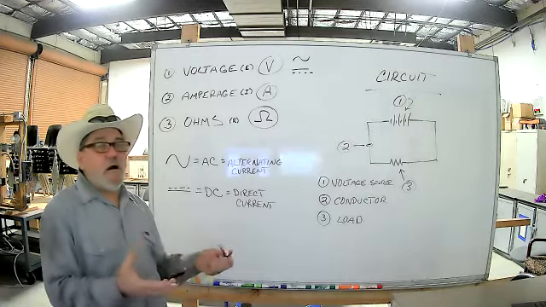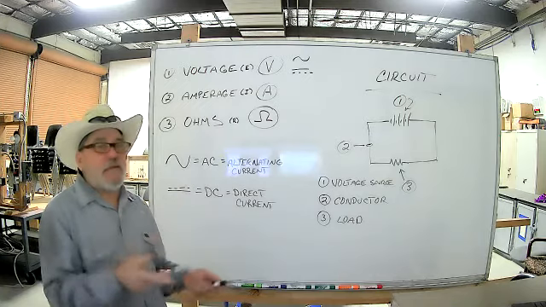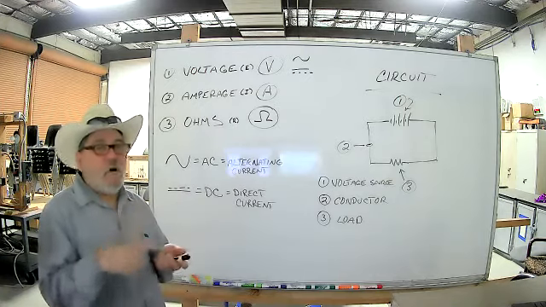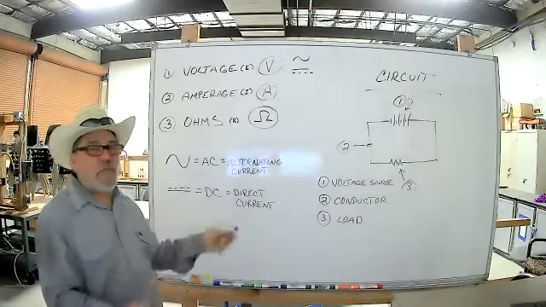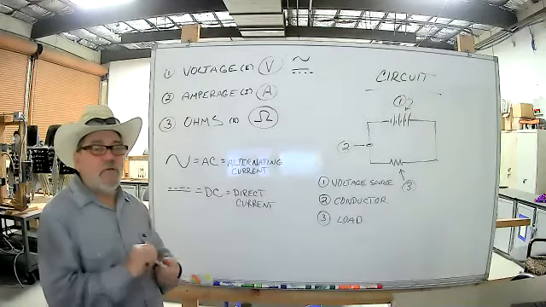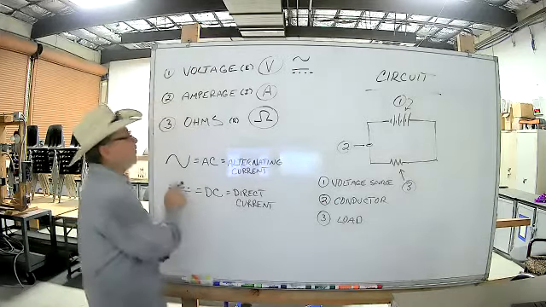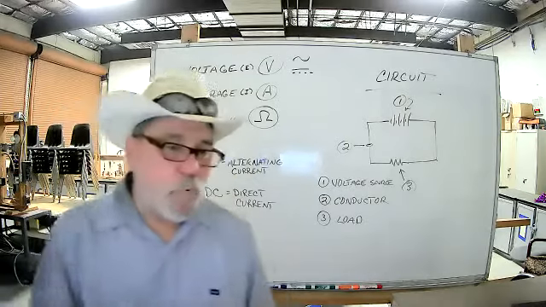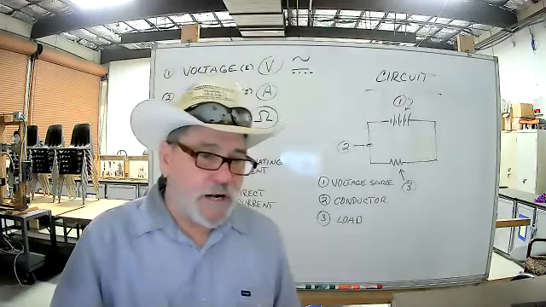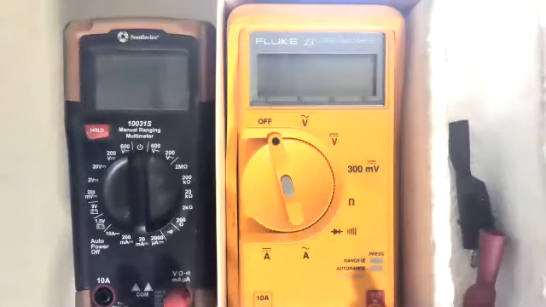Just like your car, the old cars used to have a generator and they would make DC. The new cars have an alternator and they transform the AC into DC to charge your battery. So anyway, when you see these on your meter, you'll know if we are talking about alternating current or direct current. So let's go back to the meters.